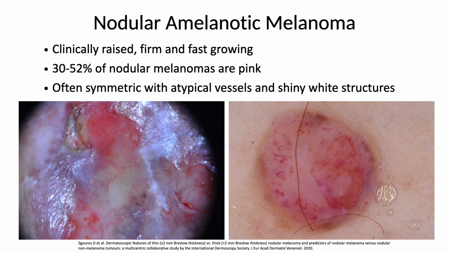In addition to having atypical vessels like we see here, where we have a linear irregular vessel, a milky red area, pink, and all of these polymorphous vessels, some nodular amelanotic melanomas will also have ulceration, scar-like depigmentation, and blue-gray color. In addition to irregular vessels, some amelanotic melanomas of the nodular type and superficial type will also have shiny white structures.